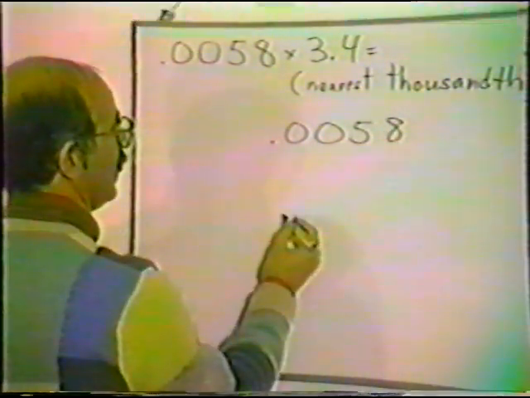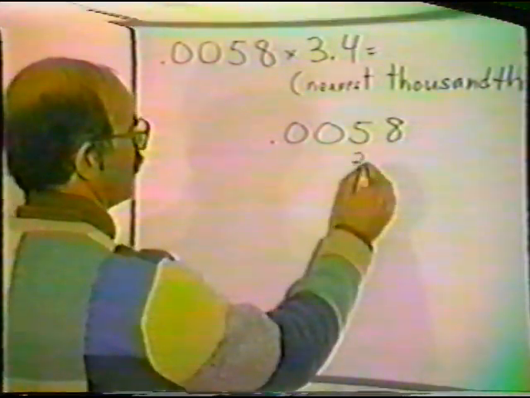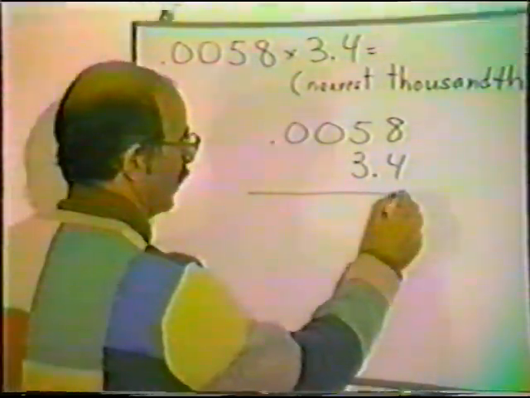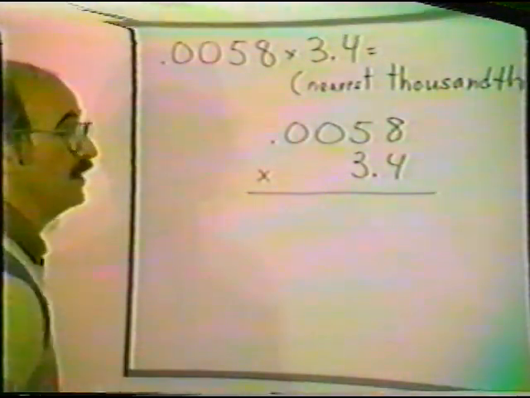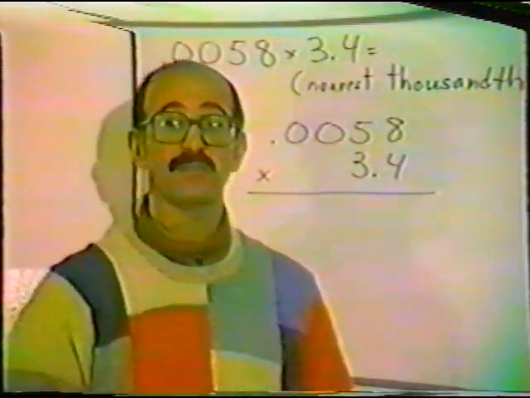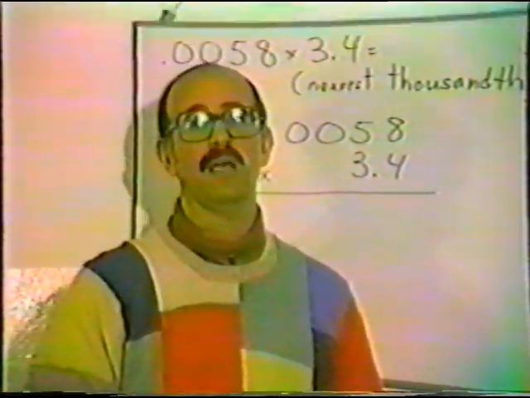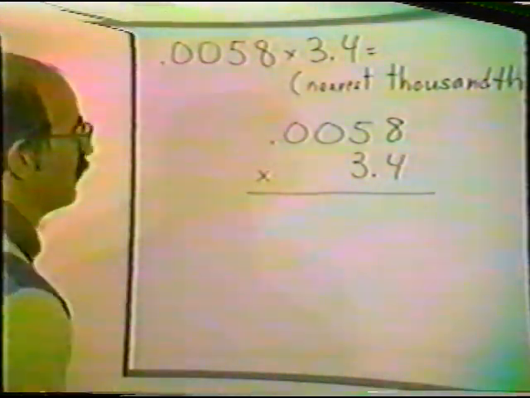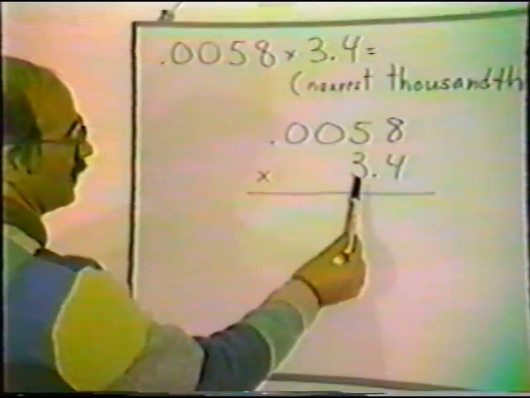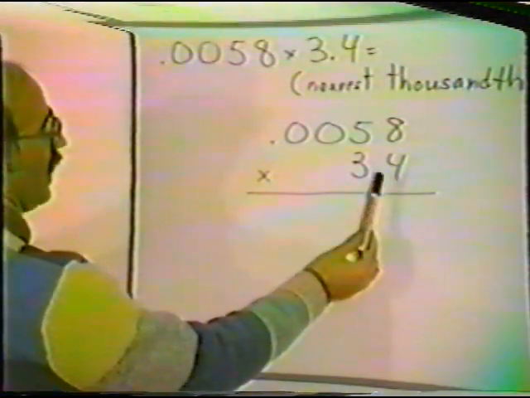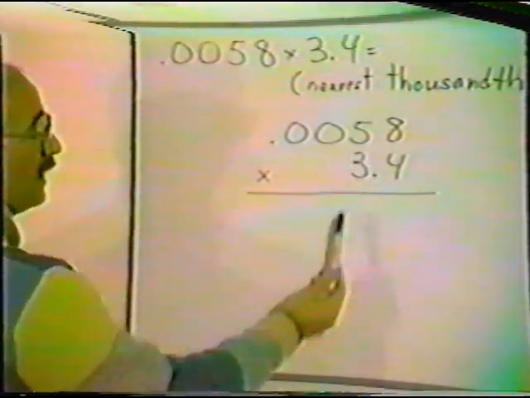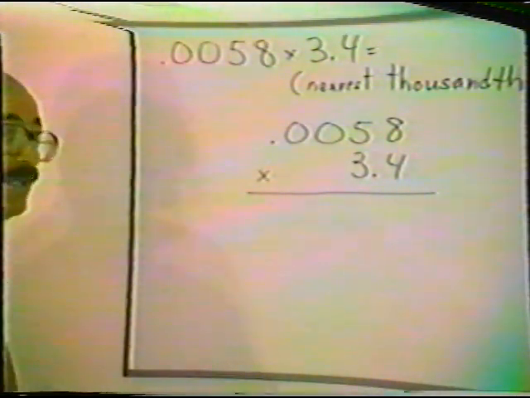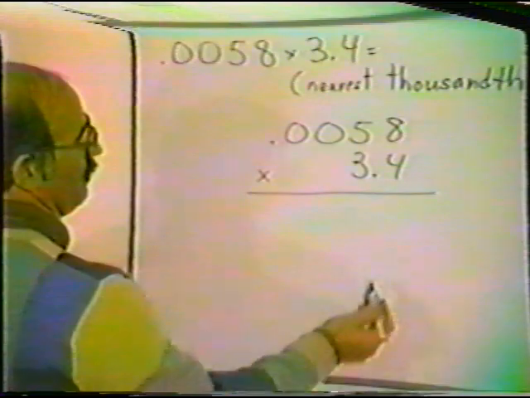0.0058 times 3.4. And I remind you again that when you do multiplication of decimals, you do not line up the decimal points one below the other. You just write the numbers as they would normally line up themselves, and you only look at the 5, the 8, the 3, and the 4 when you do the multiplication in this problem.